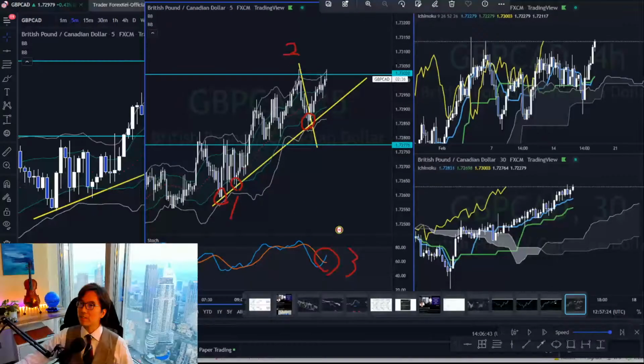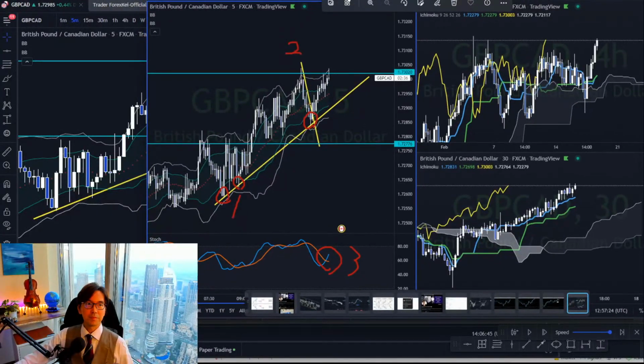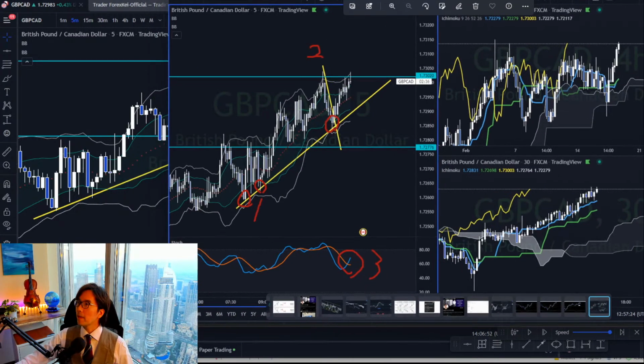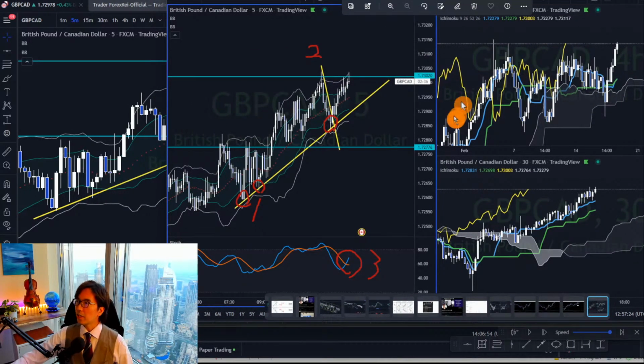Okay, so here is the screenshot I took when I took the trade. So let's see. Here you can see that the forward chart was up and the 30 is also up, and I took the 5 and took 3 confirmations.